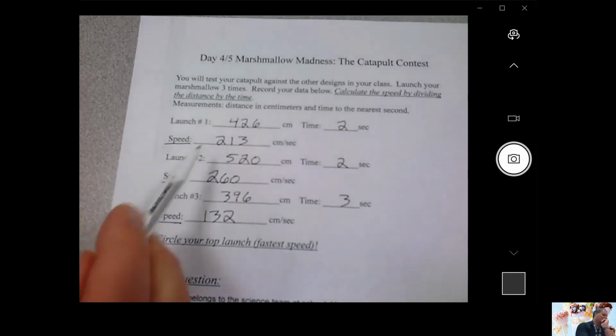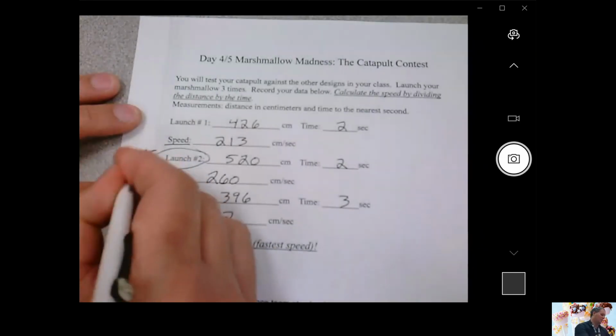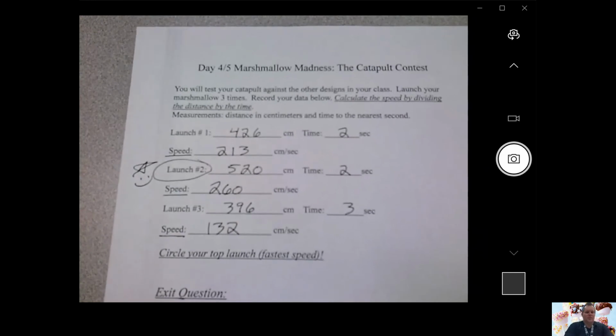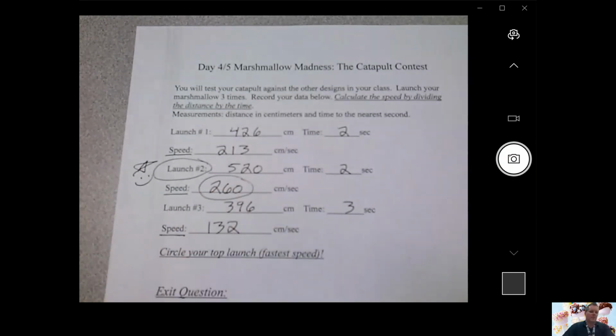So right now I can tell which was my fastest. Hopefully you say launch 2, and I'll circle that, put a little star, happy face, whatever you need to do to identify your fastest launch. Then go ahead and see what everybody else is doing. Did they also do their launches? Share your data with the class, share it with the teacher, circle your best launch, and you can see who in the class had the fastest projectile, fastest marshmallow. Mine was 260 centimeters a second.